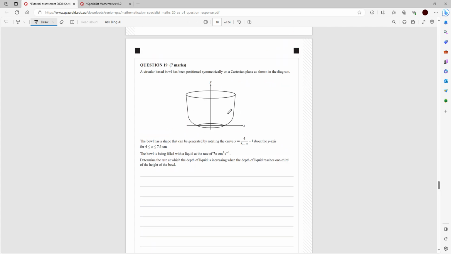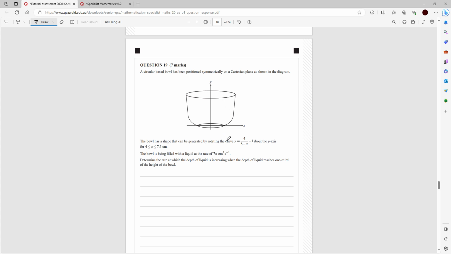Okay. So, a circular base bowl has been positioned symmetrically on a Cartesian plane as shown in the diagram. The bowl has a shape generated by rotating y is equal to 4 over 8 minus x, minus 1, about the y-axis for the domain. Okay, so x values belong between 4 and that value there. Okay, so it starts from here, rotates there.